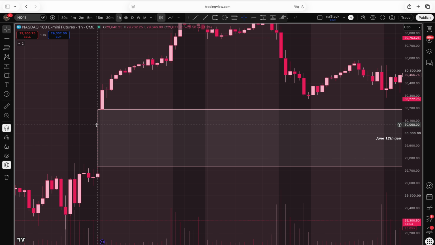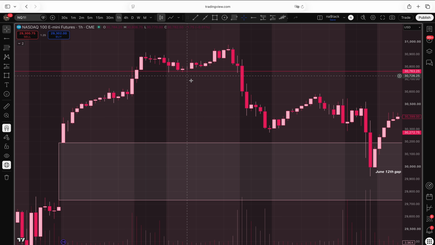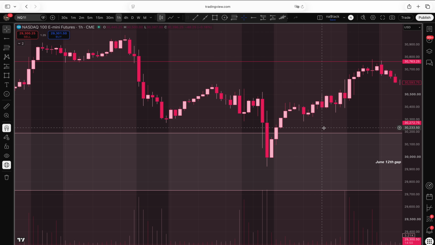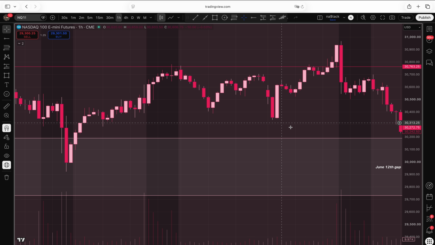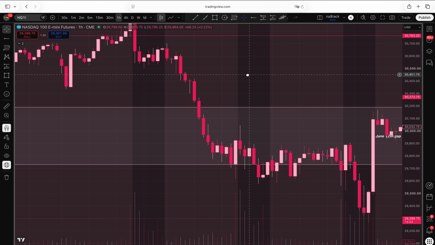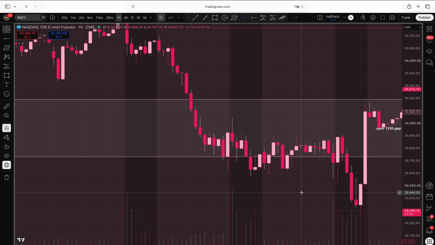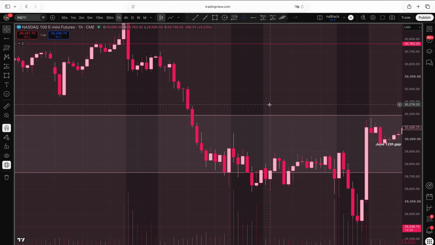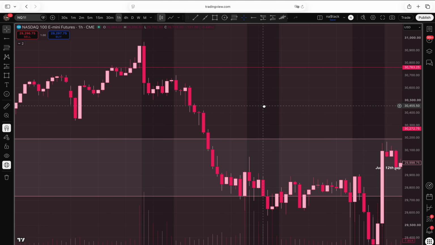Price gapped up, and it's kind of been moving above it for several weeks. First time we get a gap play, which isn't the best gap play, but it's been overnight. Let's just say that. This is June 22nd. Price begins to fall, and it falls through the gap.